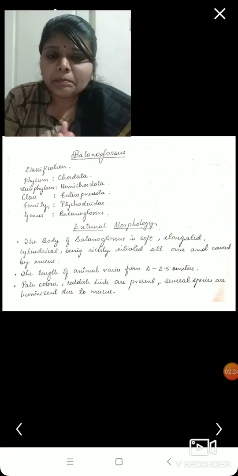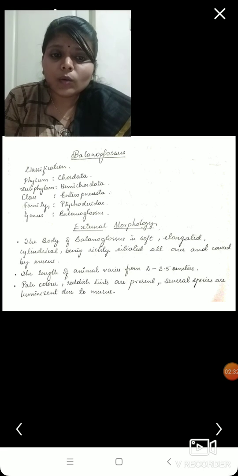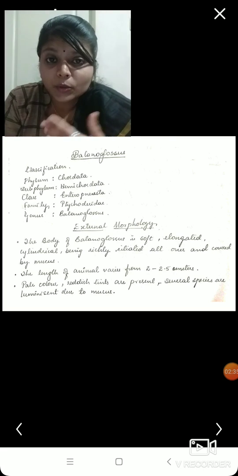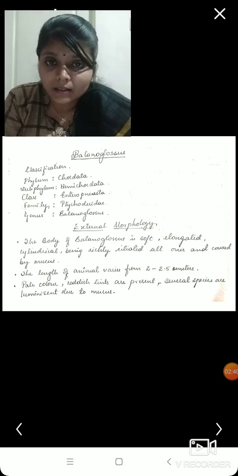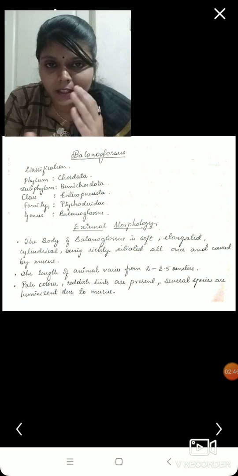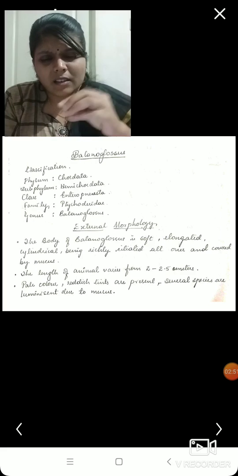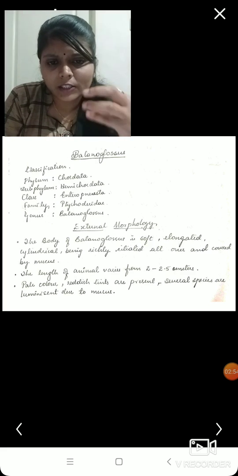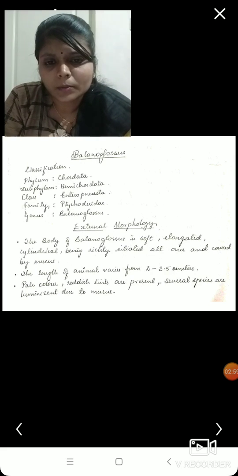So the body of Balanoglossus is soft and elongated, cylindrical, richly ciliated all over the body, and covered with mucus. The mucus is covered throughout the body, which also gives a luminescent effect when the organism is seen, because of the mucus only. It also has reddish tints here and there, and several other species show luminescence due to the mucus that I discussed right now.